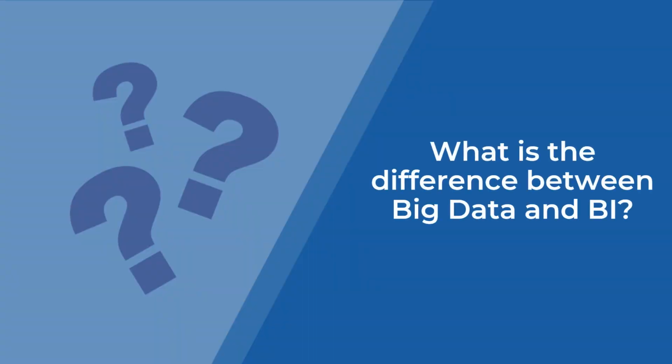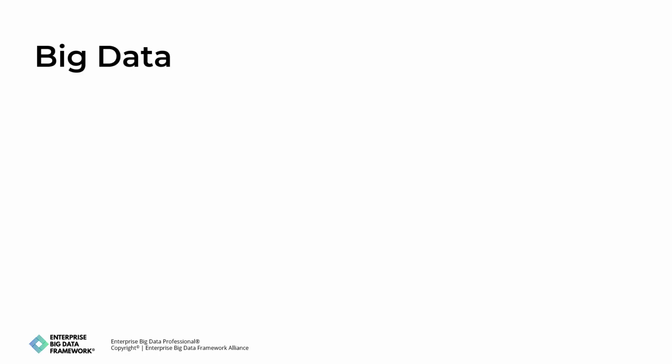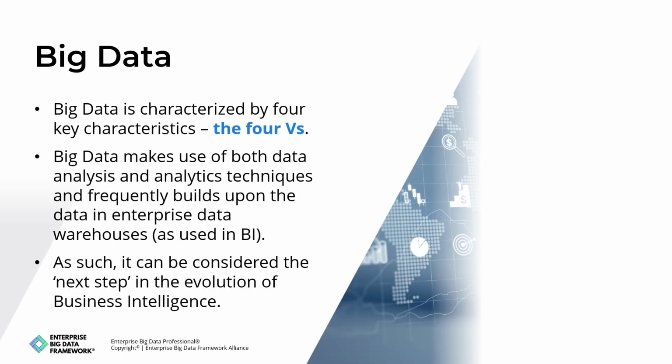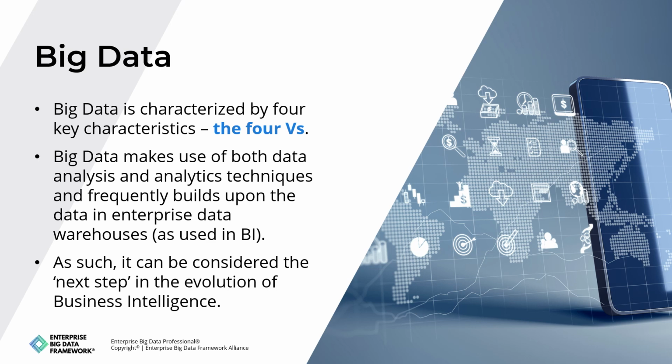Now that you know how business intelligence works, take a moment to think about what you learned in the previous modules. Why would big data be any different from a business intelligence system? To find the answer, let's reflect on what we have learned so far. Remember that big data is characterized by 4 key characteristics, known as the 4 Vs: volume, velocity, variety, and veracity.